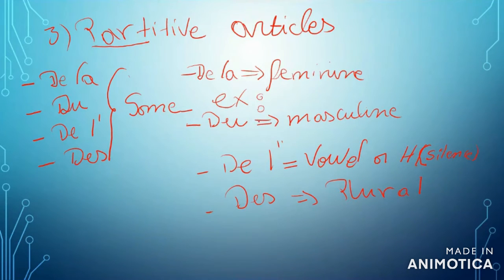Don't forget they mean some. Apple in French is pomme. So to say some apple in French, you will say de la pomme. Je mange de la pomme, je veux de la pomme, tu peux me donner de la pomme. These de la mean some, and because pomme in French is a feminine word, we put de la in front of it.